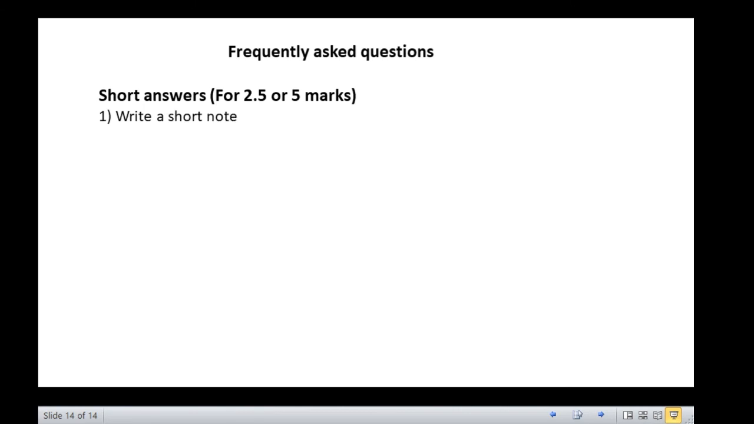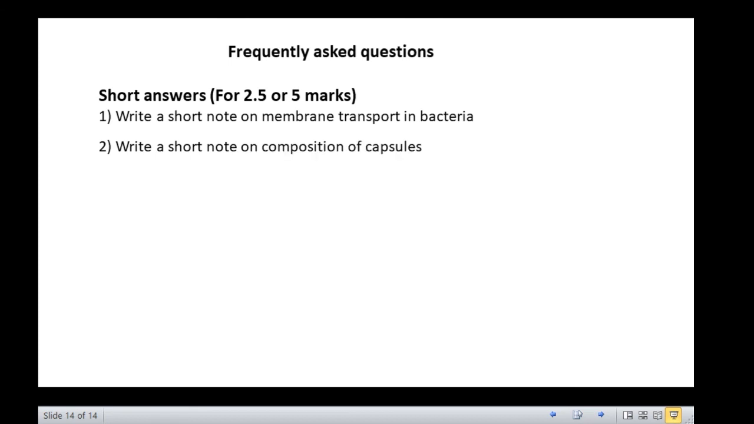Write a short note on membrane transport in bacteria. The next question is, write a short note on composition of the capsules. A question which has been asked almost every year is distinguish between the capsules and slime layer. We have just discussed the differences between capsules and slime layer in the last slide.